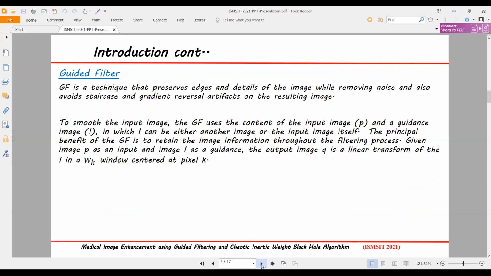So I want to explain a little about the guided filter. The guided filter is a technique that preserves edges and details of the image while removing noise, and also avoids staircase and gradient reversal artifacts on the resulting image. In order to smooth the input image, the guided filter uses the content of the input image and the guiding image.